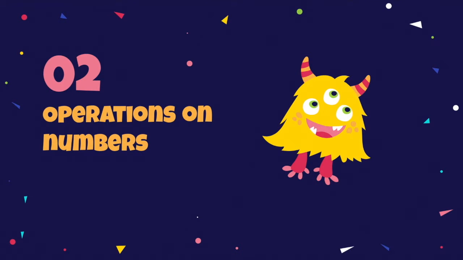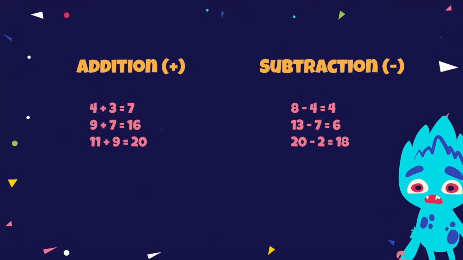So now that we have learned about simple numbers, what do we do with them? That is when we need the operation of numbers. These include the addition and subtraction, or what most people refer to as plus and minus. For addition, we simply put two numbers together to achieve a bigger number, such as these examples below, where 4 plus 3 equals to 7, 9 plus 7 equals to 16, 11 plus 9 equals to 20.